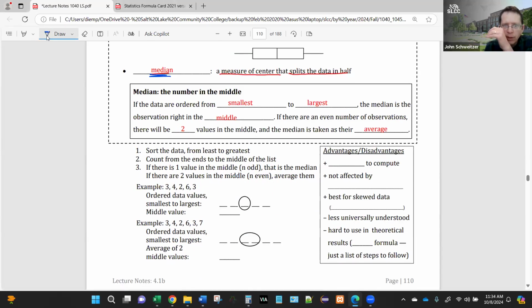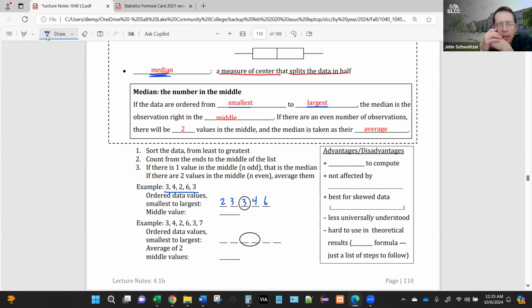Okay, so how do we find it? Well, you take the data and you put it in order. You put it in order from smallest to largest, and then you get the data value that is right in the middle, if there is one. Okay, so what do I mean? Well, let's look at this data set here. Okay, so small data set. Sometimes it's nice to have small data sets to demonstrate the mechanics of something, right?